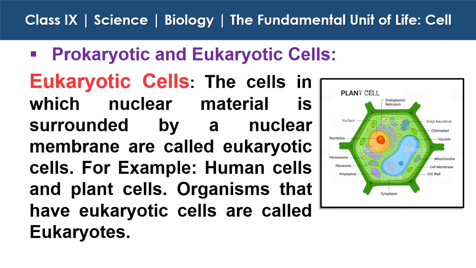Next is eukaryotic cells. The cells in which nuclear material is surrounded by a nuclear membrane are called eukaryotic cells. For example, human cells and plant cells. Or we can say that except virus, bacteria and blue-green algae, all the cells are eukaryotic cells. Organisms that have eukaryotic cells are called eukaryotes.